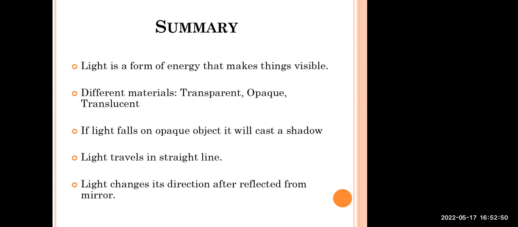We have seen two characteristics of light. First, light travels in a straight line. For this, we performed the experiment using a straw. Second, light changes its direction after being reflected from a mirror. We have seen the three boys who are not in a straight line. When the first boy spots a light on that mirror, it gets reflected from the mirror and changes direction. Okay, so this is all for this presentation.